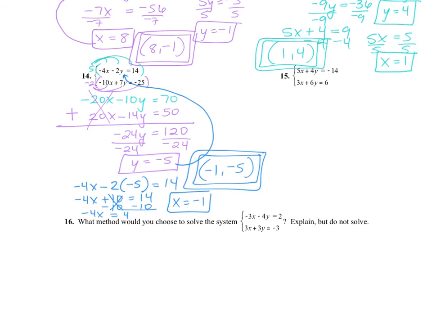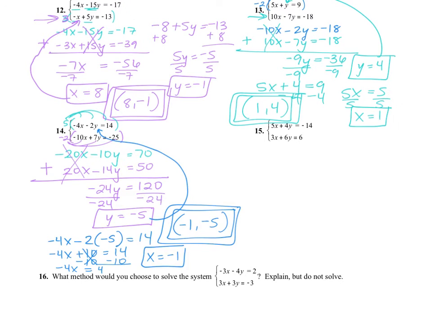Number 15. On this one, again, we're going to have to multiply both of them. Let me get my little scribbles out of here from that last one. So what we're going to do is multiply top and bottom by something. I would probably multiply the top one by positive 3, and then the bottom one by negative 5, and then we'll get 15 and negative 15 for our x's.